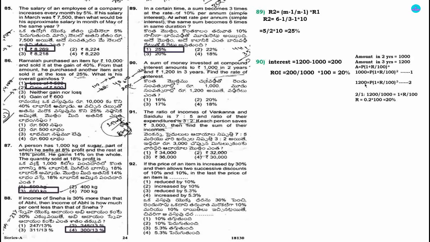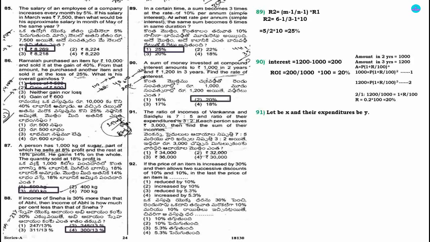Now if we divide equation 2 by 1, that is 1200 by 1000 is equal to, P cancels, (1 plus r by 100) whole cube by whole square means this goes, and 1 plus r by 100 remains. So 1200 by 1000 means that is 1.2, the 1 goes across and the 100 comes here into 100, so that is equal to 20%. This way also we can do it. The answer is option 2, 20%.